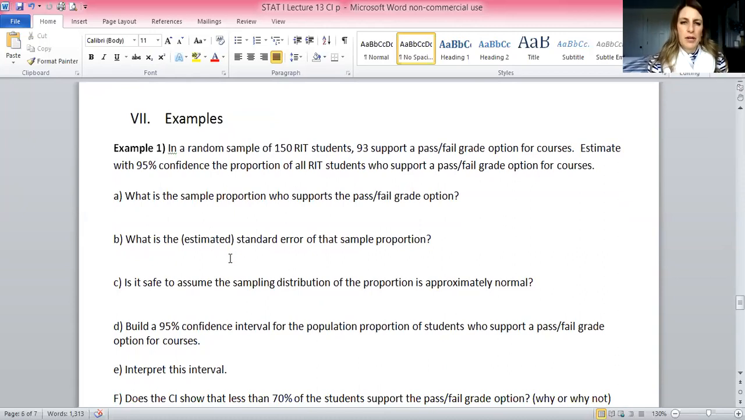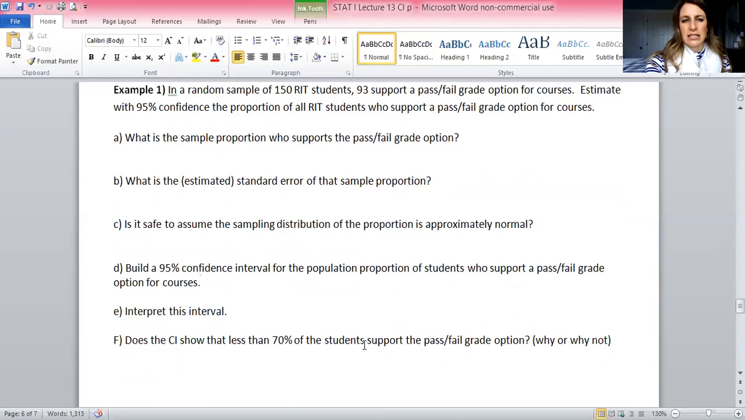For this example, I'm looking at 150 RIT students. 93 of them support a pass-fail grade option for courses. I want to estimate the population proportion of students at RIT who support the pass-fail grade option with 95% confidence. So I'm going to go through some of these parts separately.